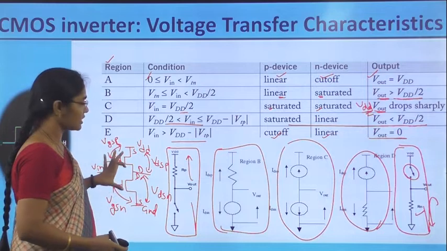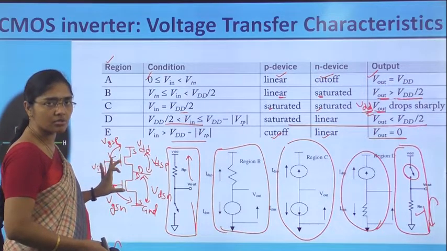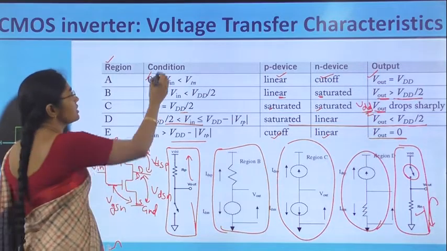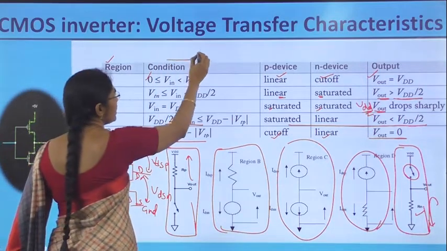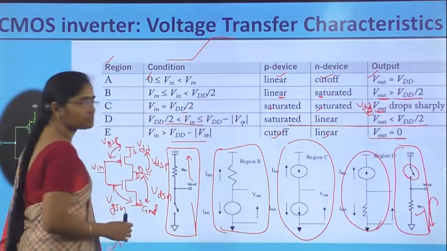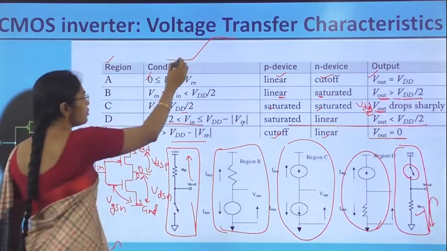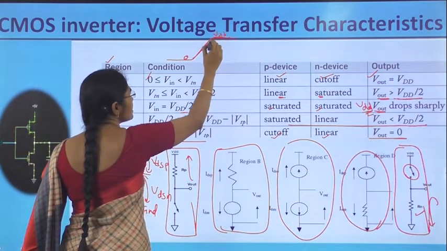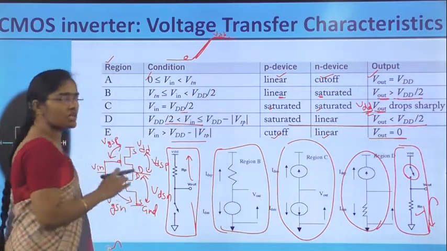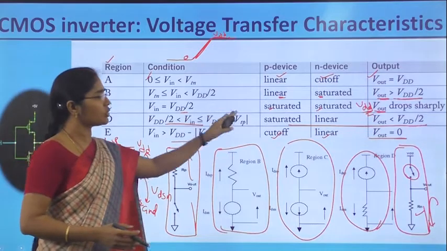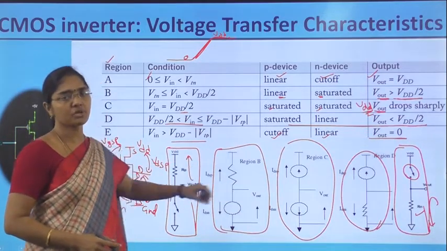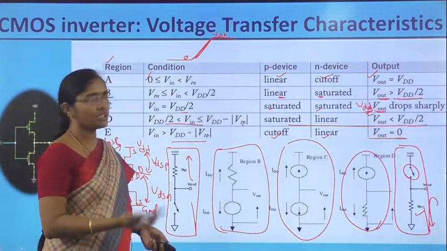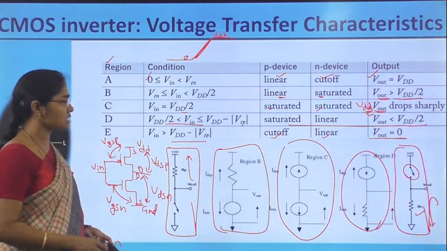So this is the complete operation of the CMOS inverter circuit when the input changes gradually from 0 to VDD. In these regions, the output is represented here, along with the states of the NMOS and PMOS transistors. Now by using this we can draw the characteristics of the CMOS inverter.